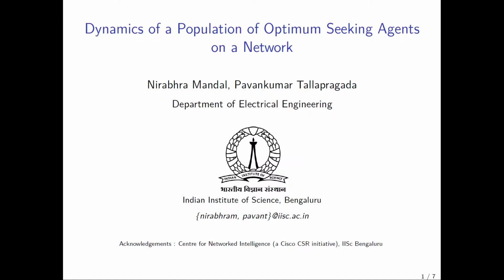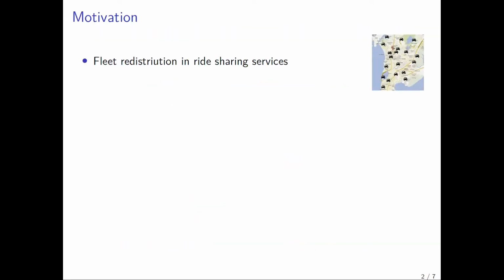Now these situations occur in lots of scenarios, and I would like to start off with a few motivating examples. The first being fleet redistribution in ride-sharing services. Here, each cab driver is an agent who is trying to maximize their own profit, and they do so by trying to service more profitable areas. The service locations form the underlying network.